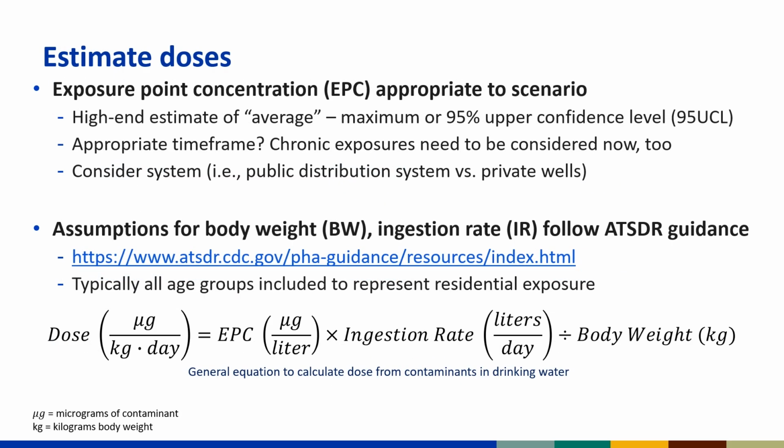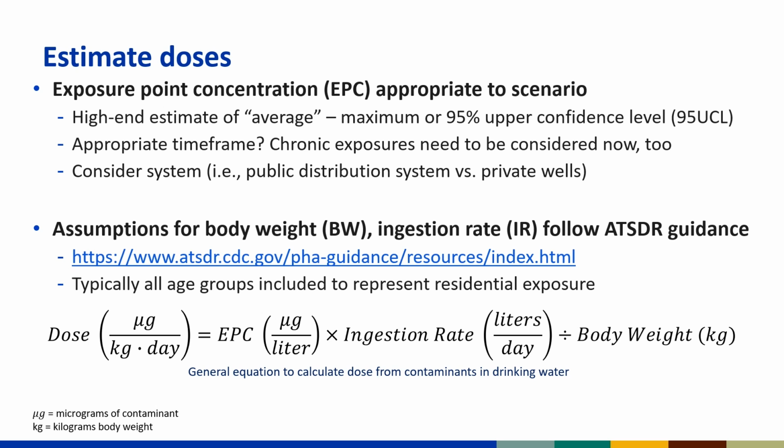After screening, the next step is to estimate the doses possible from exposure to the PFAS measured at the site. We do this by using the appropriate exposure point concentration, or EPC, and assumptions about ingestion and body weight for the exposure scenario you are evaluating. The EPC should be a high-end estimate of the concentration, either a 95% upper confidence level or the maximum that people would be exposed to over the time frame of interest.